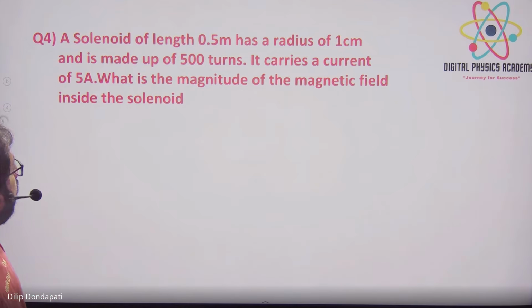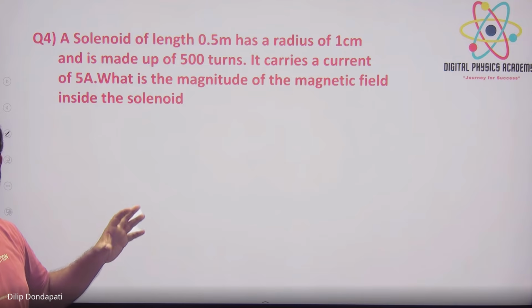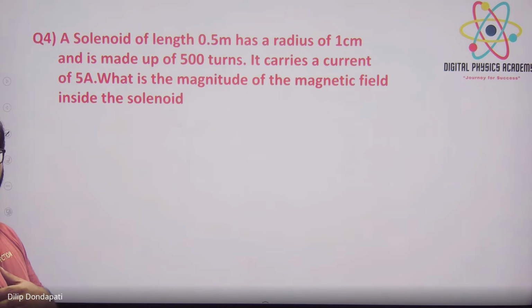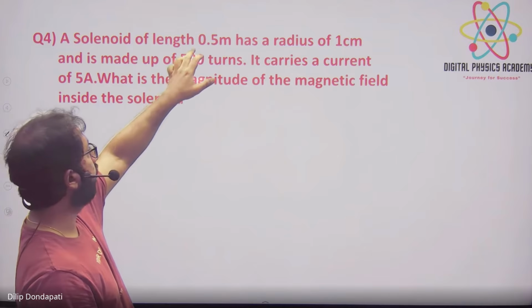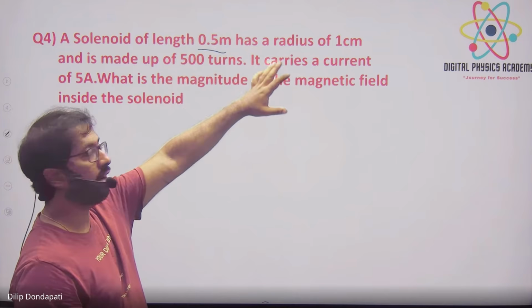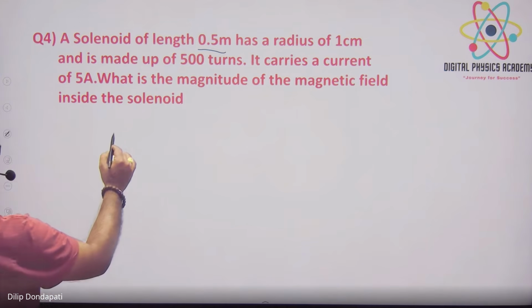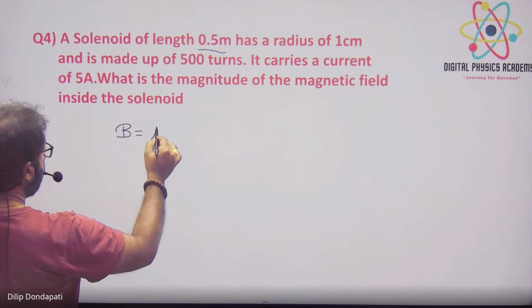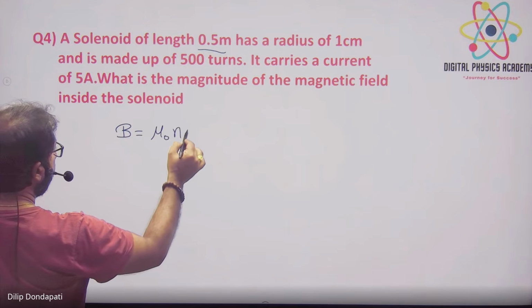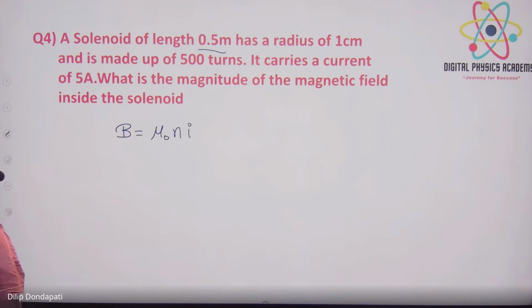So whether it is an ideal solenoid or a finite solenoid, how to know? Because R is 1 centimeter, very small, and length L is 0.5, much greater than R. That's why it is an ideal solenoid. Whenever ideal solenoid is mentioned, always use this. So the magnetic field inside the solenoid formula is mu naught n I. Use it.